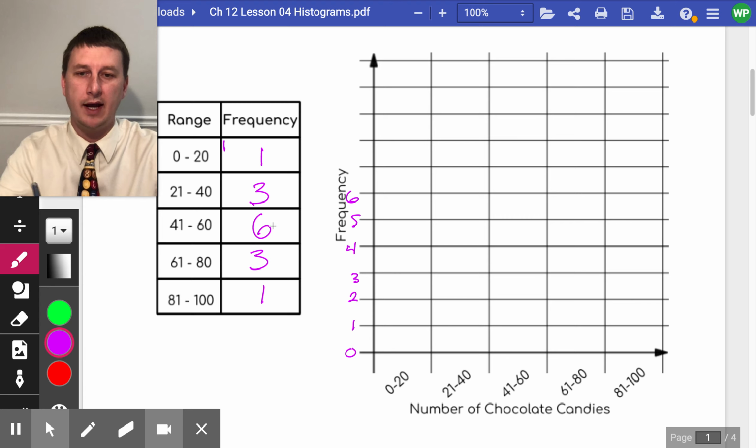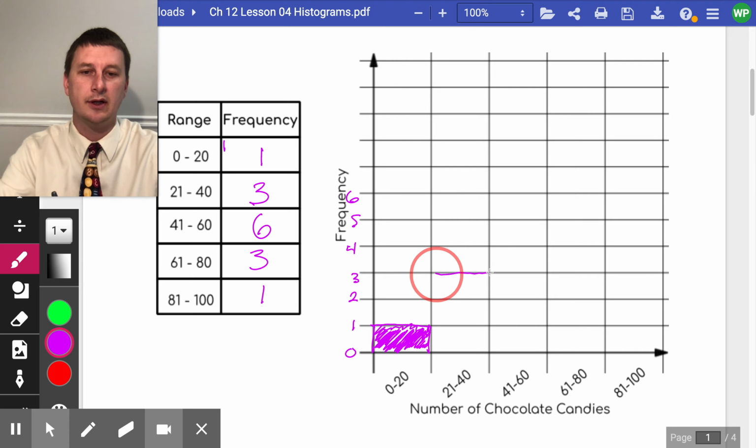I won't need to go higher than 6, because 6 is my greatest value, my maximum. So I'm going to make a bar that goes from 0 to 1. And if you want, you could shade in that bar. Now you go to 21 to 40, and we're going to go up to 3 on this one. So we're going to draw a bar that goes to 3. And again, they're touching because this goes from 20 to 21, and there are no values between 20 and 21 pieces of chocolate, because we're dealing with whole number values only. That would be our appropriate domain. So we're going to shade in this bar as well.